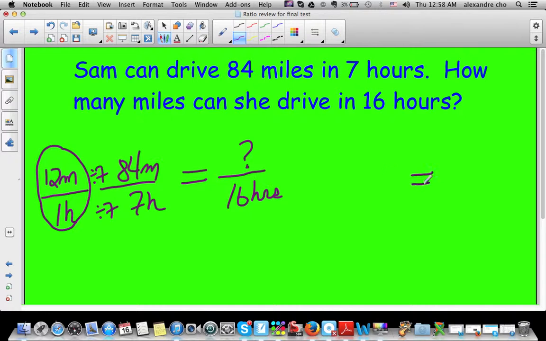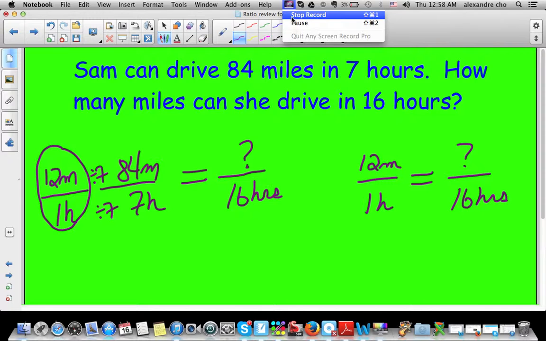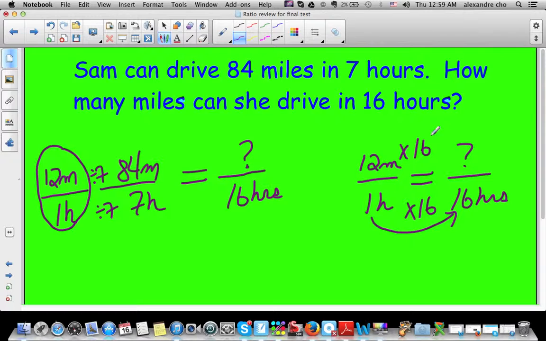So let's do the problem again. On this side, question mark over 16 hours. And instead of using 84 over 7, we're now going to use 12 over 1. So what does that give us? So relationship between 1 and 16. 1 to 16 is times 16. Therefore, top is times 16 as well. And 12 times 16 is this beautiful number, 192.